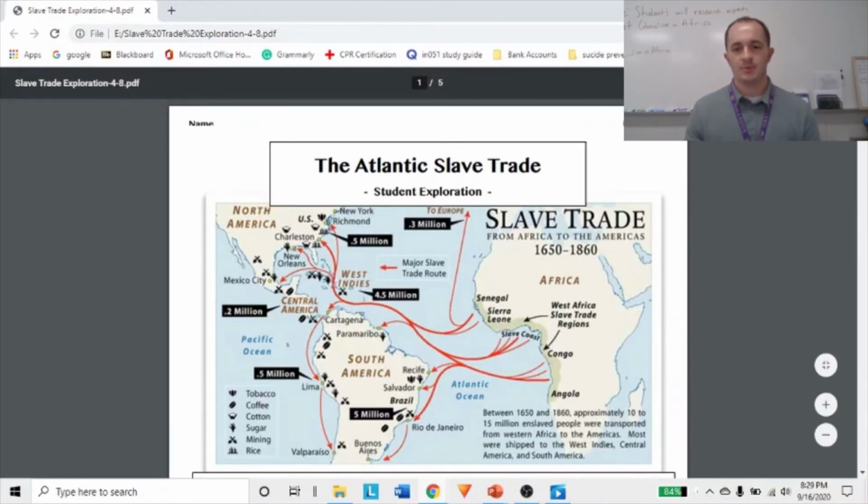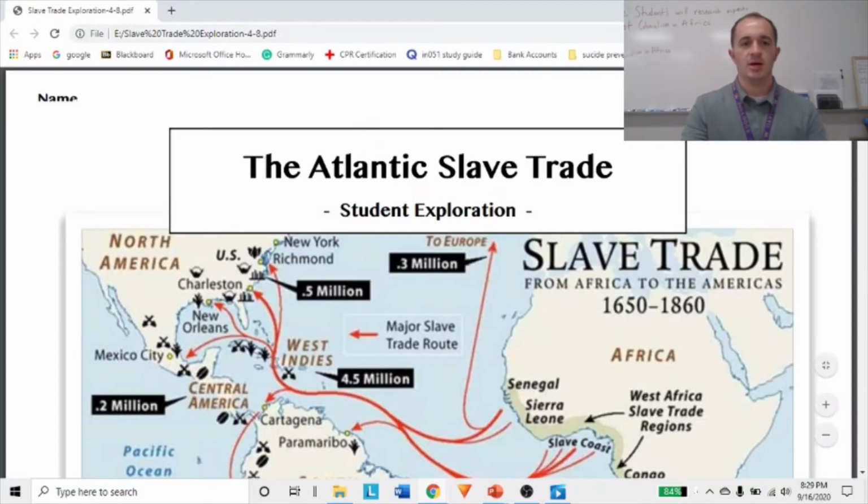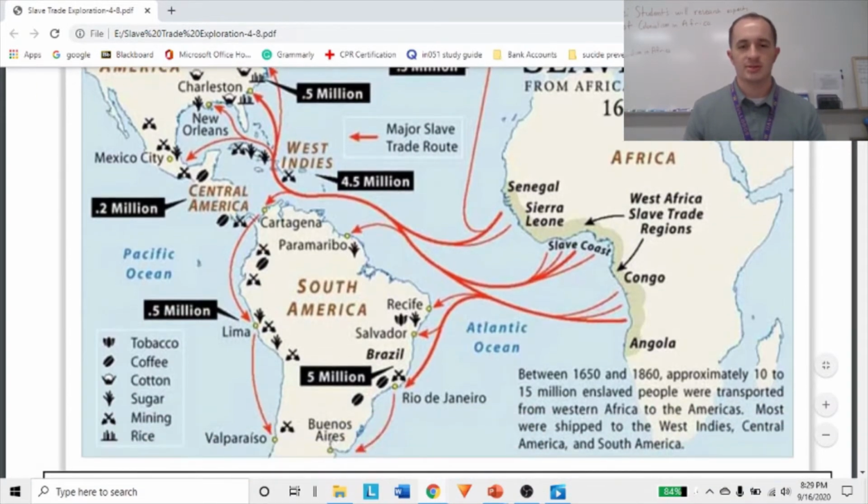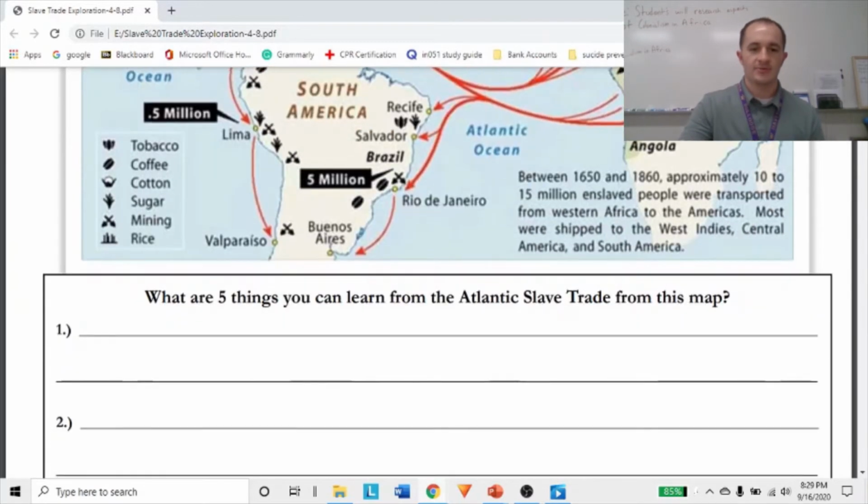So this map has an image of the slave trade. We can see a bunch of different things on here. We have our map key, and then we have a bunch of different information on it. So what we are going to do is read the directions, which says, what are 5 things you can learn from the Atlantic slave trade from this map?